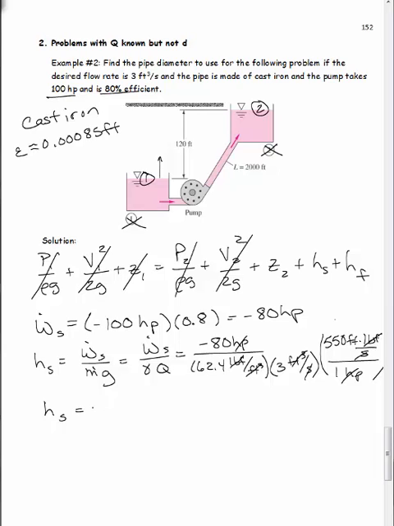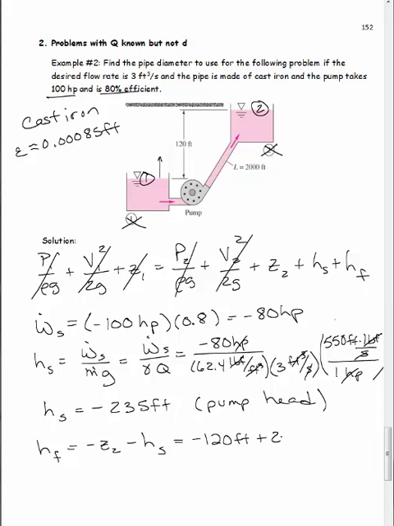Heads always end up in length scales, length terms. Minus 235 feet. And that's our pump head. Not head loss, it's a pump head. It's increasing the pressure, which is why it's negative. So our HF, rearranging this equation, HF equals minus Z2 minus HS. That's going to equal minus 120 feet, and then minus a negative 235 is plus 235 feet, which gives us 115 feet. So that's our HF.